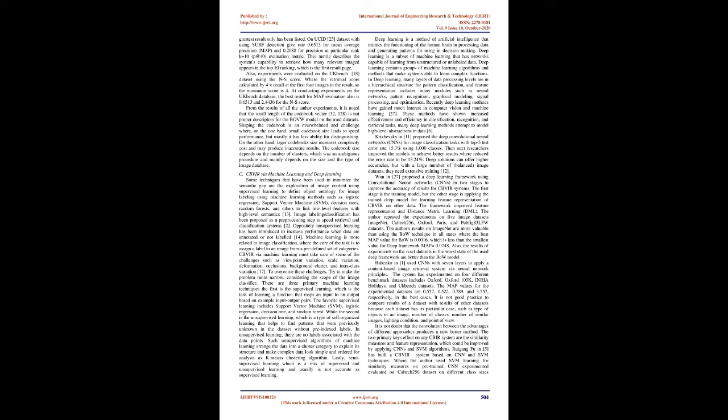In unsupervised learning, there are no labels associated with the data points. Such unsupervised machine learning algorithms arrange the data into clusters or categories to explain its structure and make complex data look simple and ordered for analysis, such as the k-means clustering algorithm. Lastly, semi-supervised learning is a mix of supervised and unsupervised learning and usually is not as accurate as supervised learning.